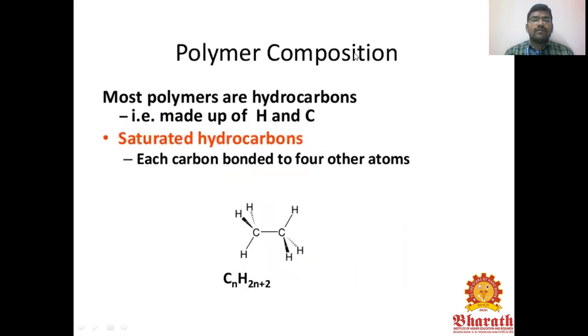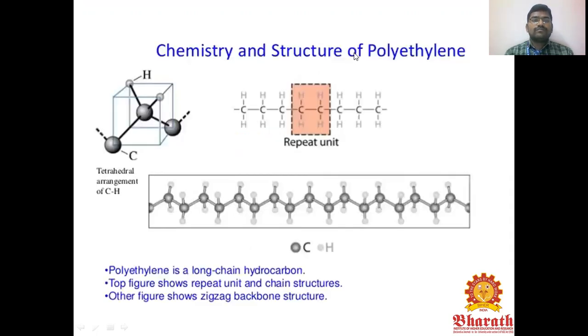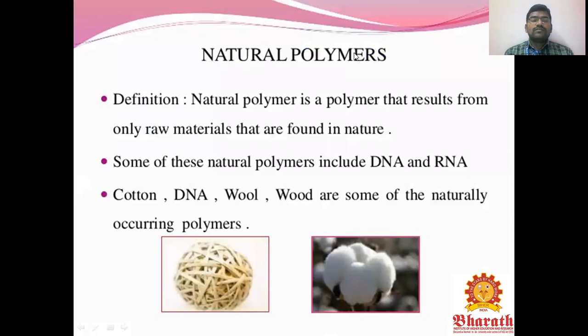Polymer composition: most polymers are hydrocarbons, made up of hydrogen and carbon. In saturated hydrocarbons, each carbon is bonded to four other atoms. This is the structure of polyethylene, with the repeated unit CH2-CH2. This is the tetrahedral arrangement of carbon and hydrogen, forming a long chain hydrocarbon. The top figure shows the repeated unit of the chain structure, and the other figure shows the zigzag backbone structure of the polyethylene compound.